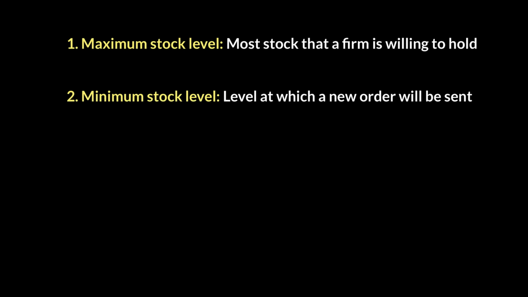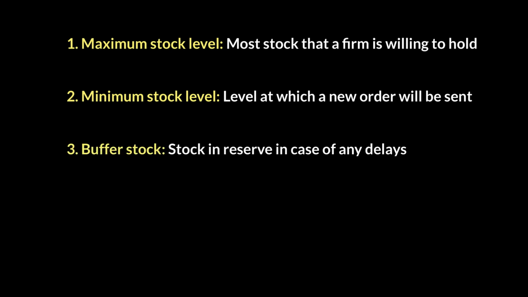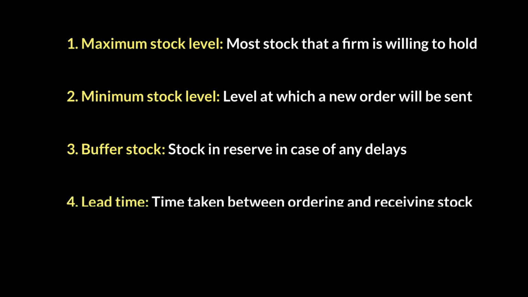So the first of these is your maximum stock level, the most stock that a firm is willing to hold, above which you start incurring more storage costs. The second one was your minimum stock level, that level at which a new order must be sent and received so that your own production does not get halted. Then we looked at buffer stock, stock in reserve in case of any delays or any wastage. We looked at lead time, the time taken between ordering and receiving your stock.